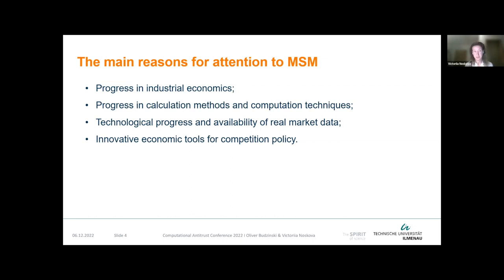And in addition to that, in general, competition policy directions and competition policy authorities currently try to also be innovative and employ innovative economic tools, which merger simulation models are, of course. In classification, they are part of these innovative economic tools.